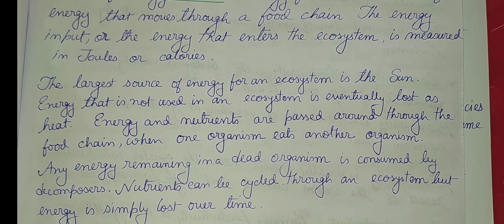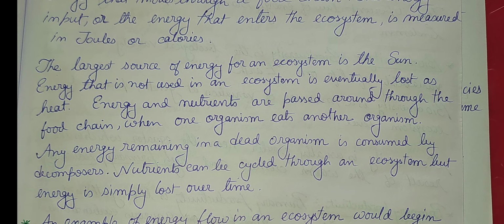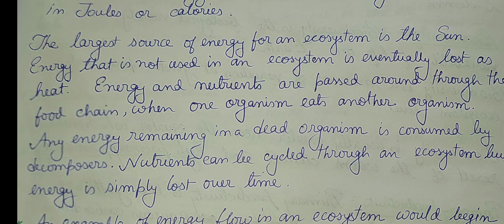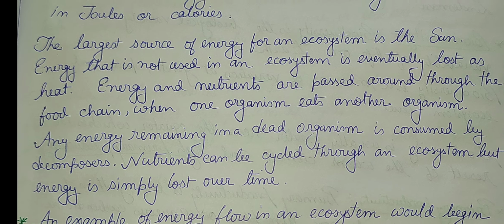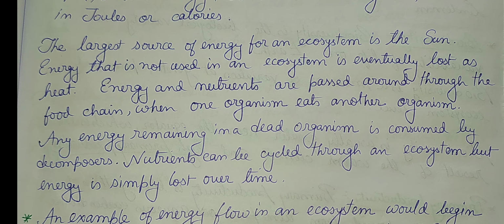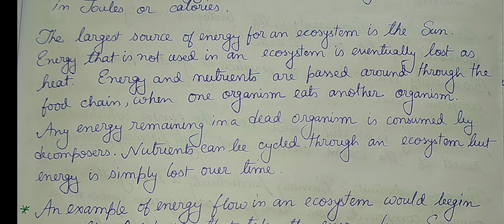Now, the largest source of energy in an ecosystem is the sun, that we all know. The energy that is not used in the ecosystem is eventually lost as heat. It should be remembered that this energy is lost as heat, and energy and nutrients are passed around through the food chain when one organism eats another organism, right? So both the energy and the nutrients are passed along when one organism is eaten by another organism.